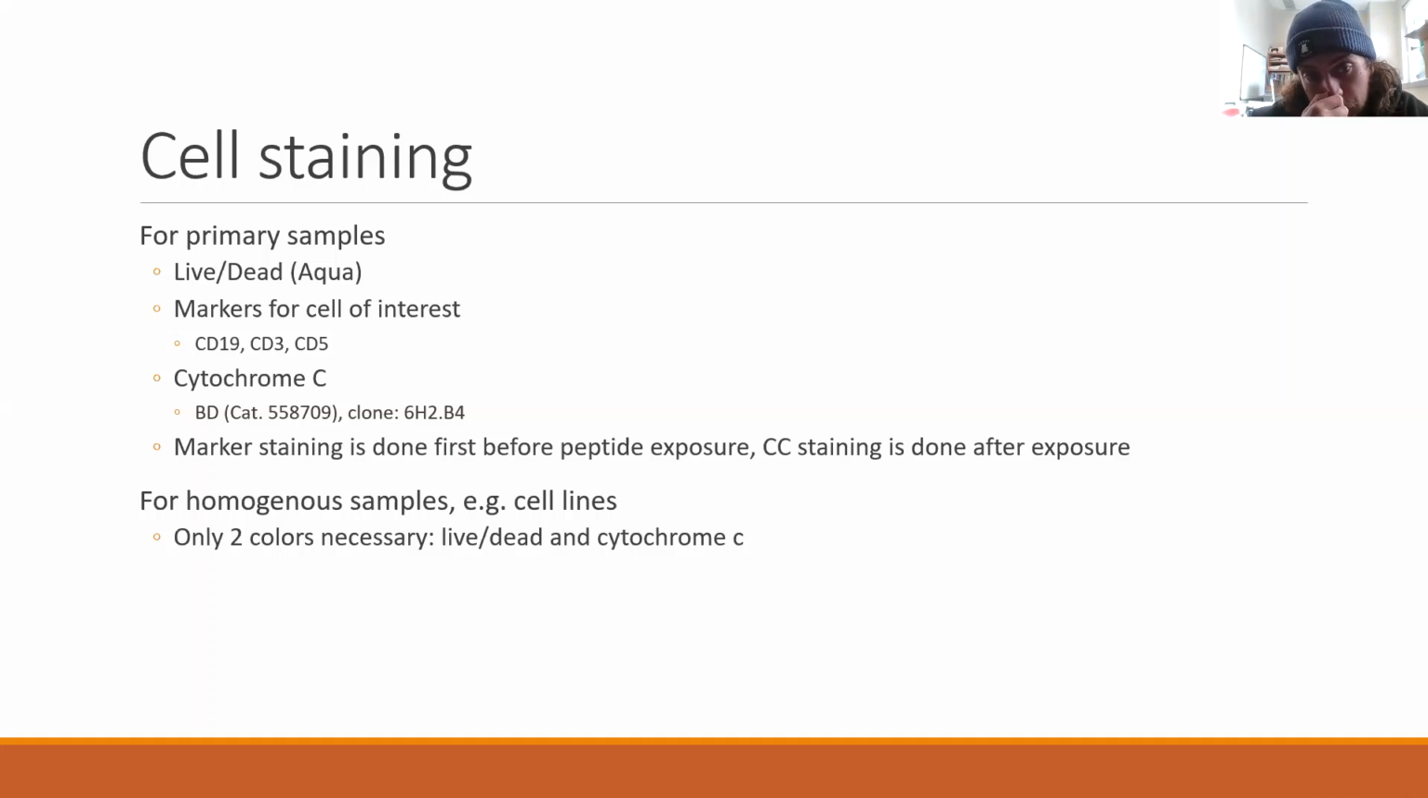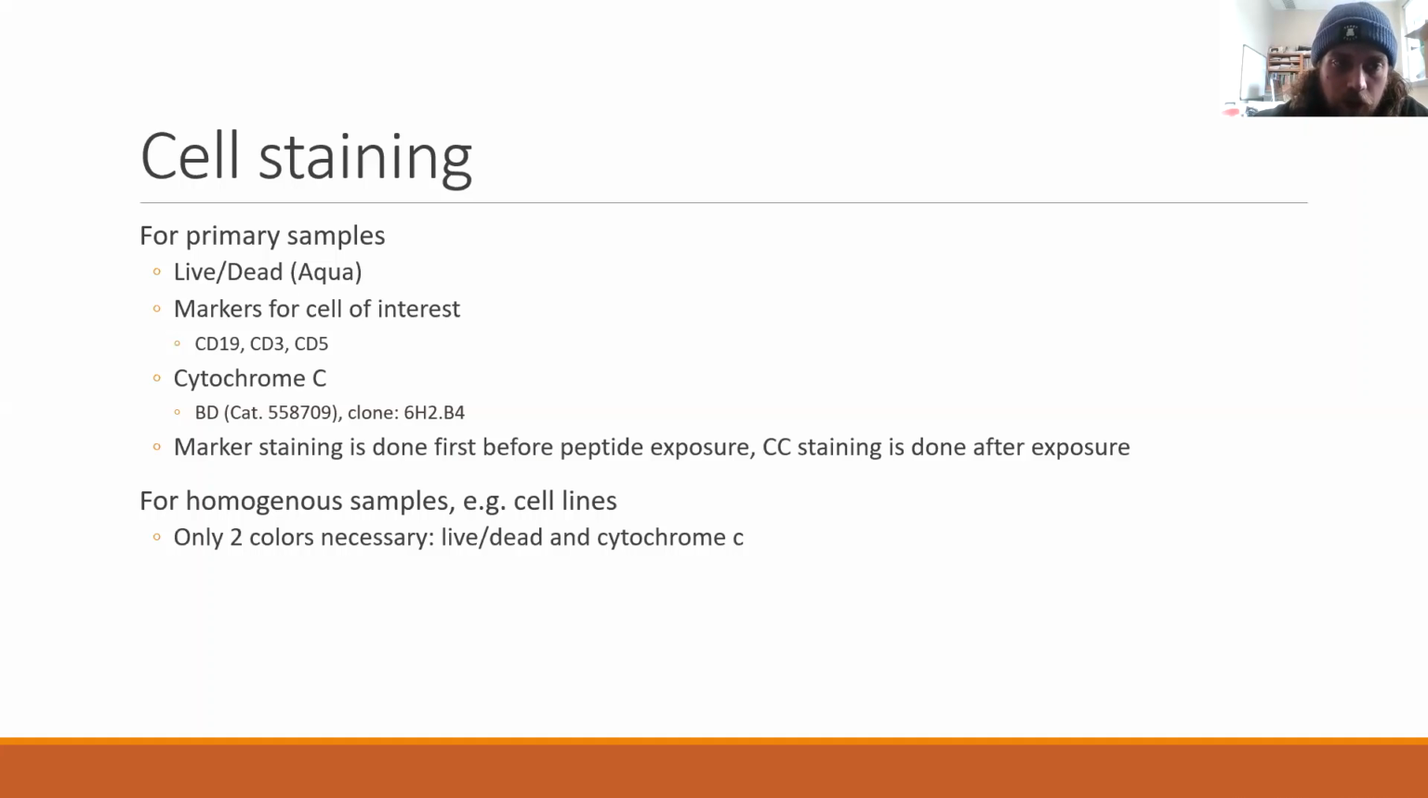For something like a homogeneous sample or a cell line, you really only need two colors. Your live/dead, because we only want to assess apoptotic priming in live cells and not cells that have already undergone necrosis or apoptosis, and cytochrome C staining. However, for primary samples, obviously they're not homogeneous, depending on what sample you're looking at. So you want to identify your cells of interest, and that'll be specific to your experiment. I personally use CD19, CD3, and CD5 a lot.